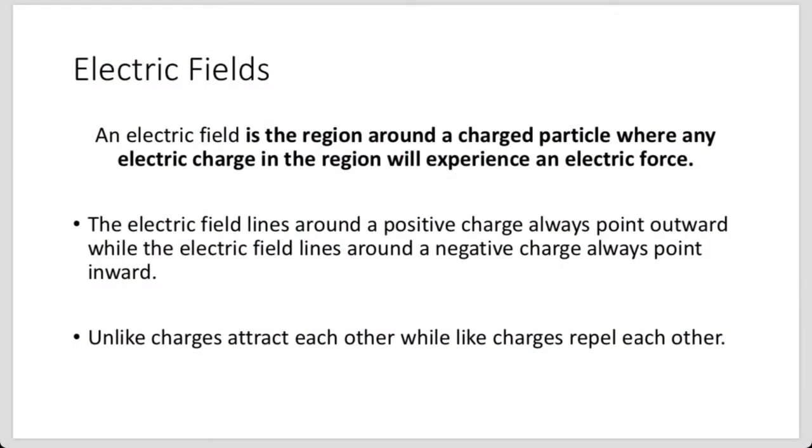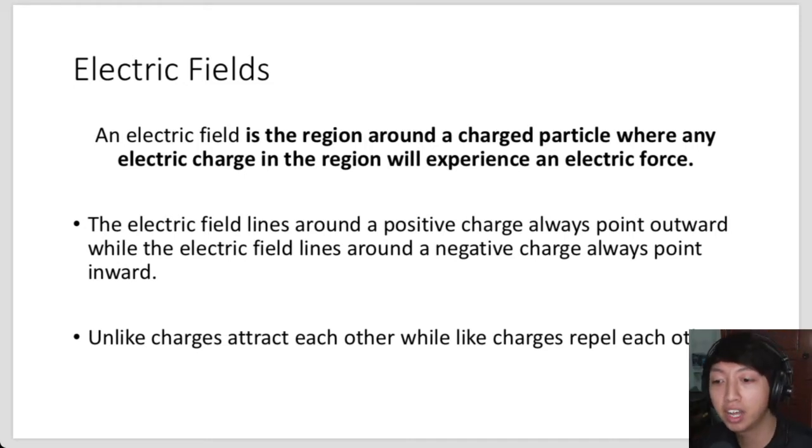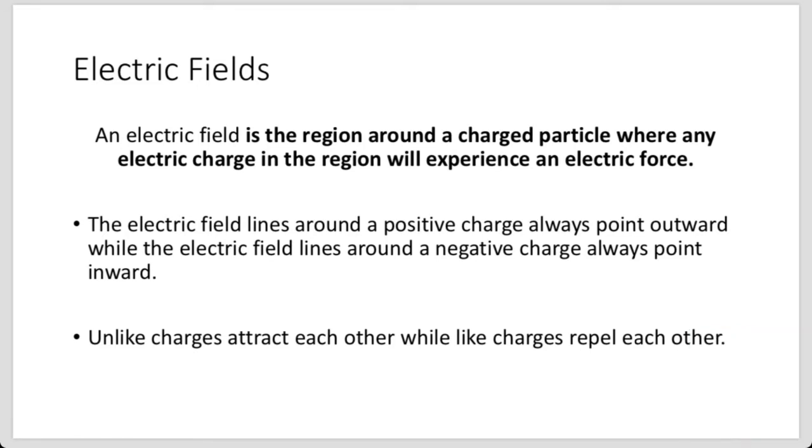Now, why is this important? This is important for us to know because this helps us to understand how different charges interact, how different charges will behave with one another. This is the important bit. We learned this in Form 2 actually. Unlike charges attract each other, while like charges repel one another. So we already learned this.